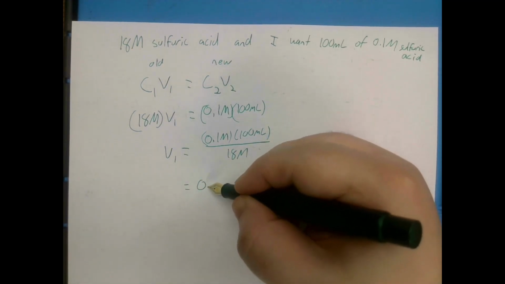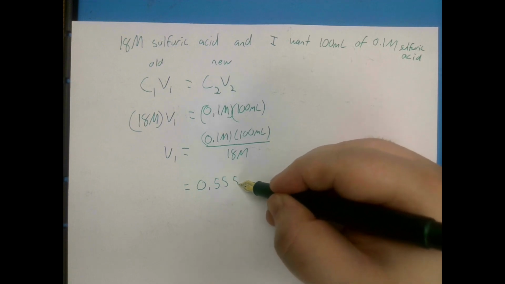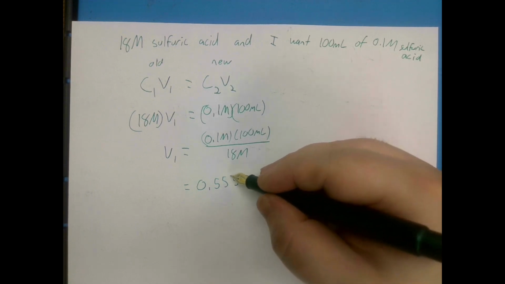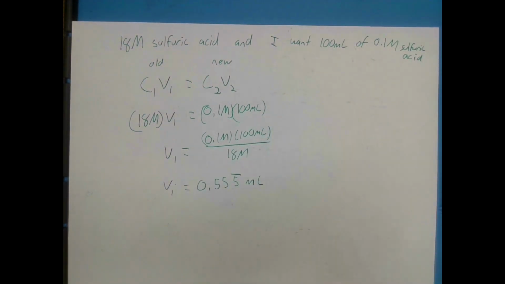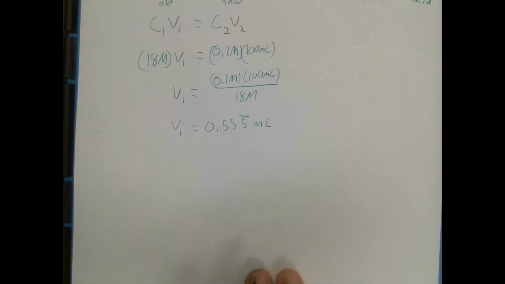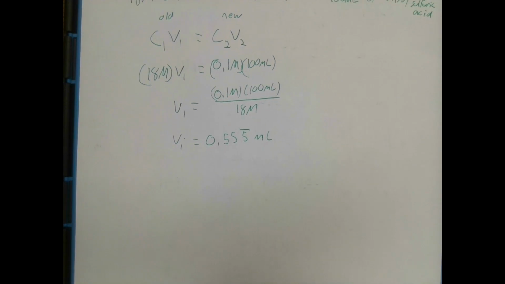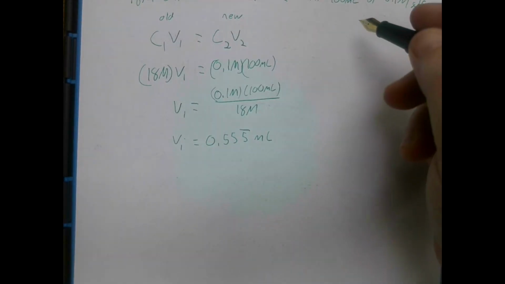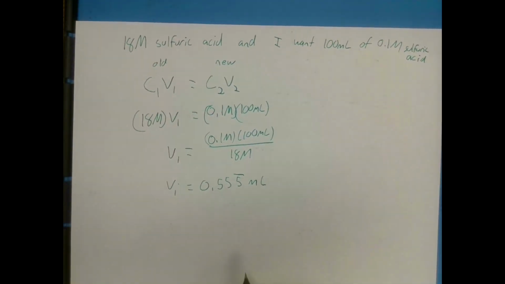It's equal to 0.55 milliliters, which is about half a drop. No, it'd probably be about 3 drops. About 3 drops of sulfuric acid to make yourself 100 milliliters of 0.1 molar sulfuric acid.